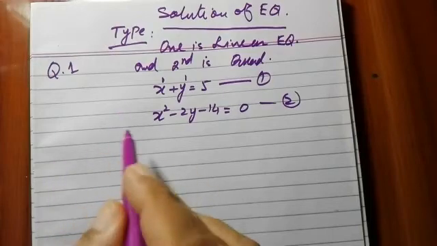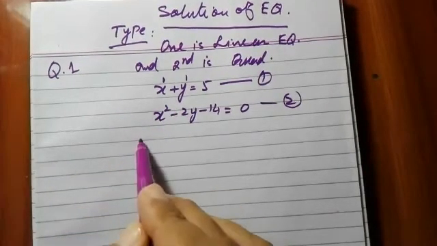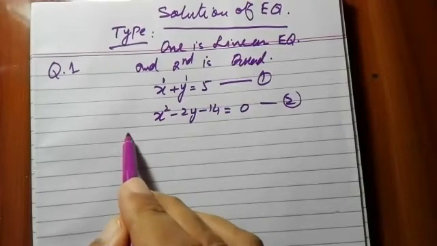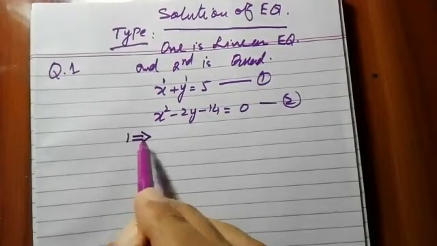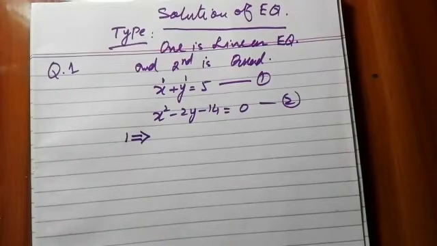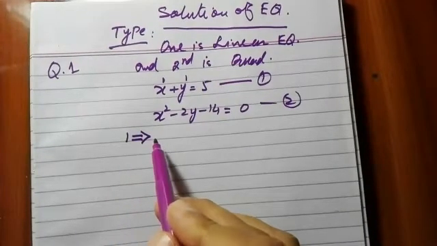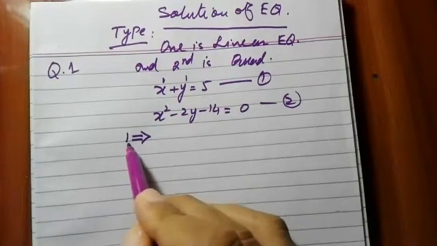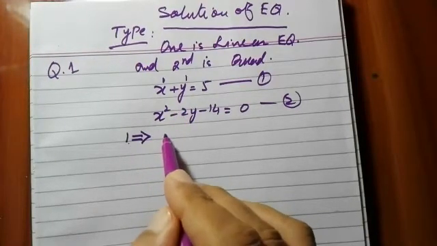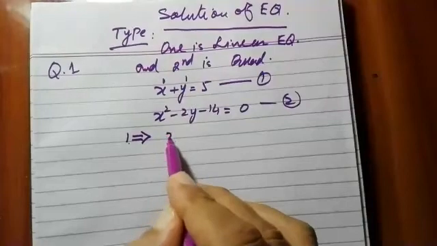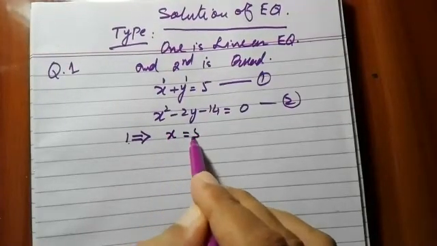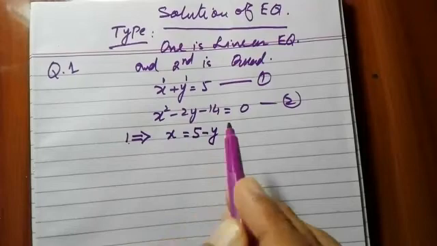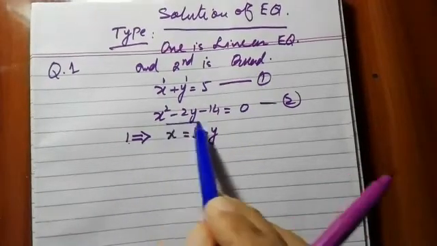To find the values of the two variables, we will first take the first equation, which is the linear one, and write it as equation number 1 implies that. Instead of writing "equation number 1" or "from equation number 1", we will simply write this symbol, meaning equation 1 implies that. With equation number 1, we will derive the value of x in terms of y. We will shift y to the other side, so x will become 5 minus y.